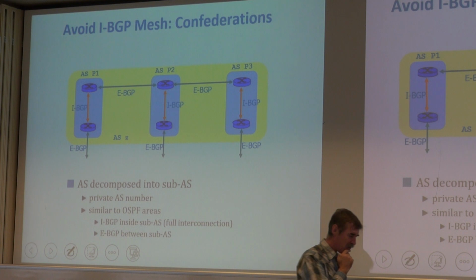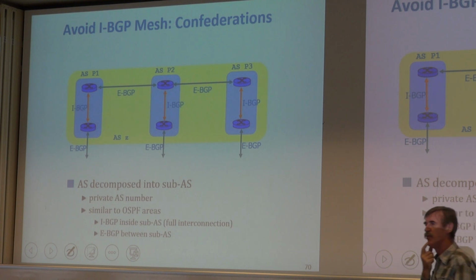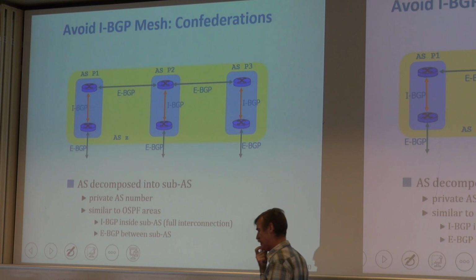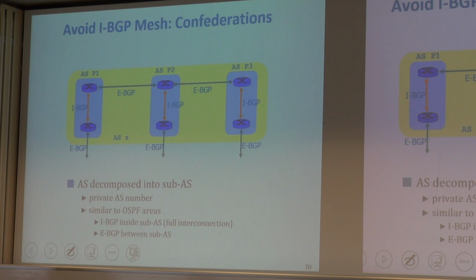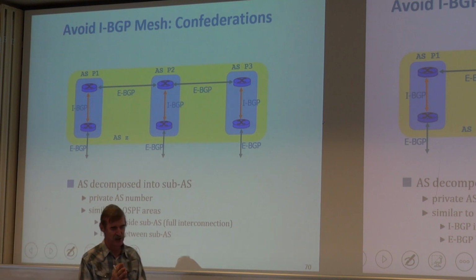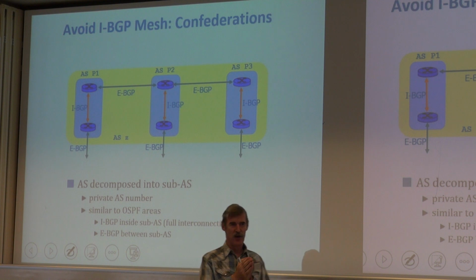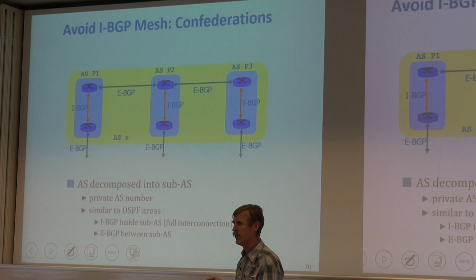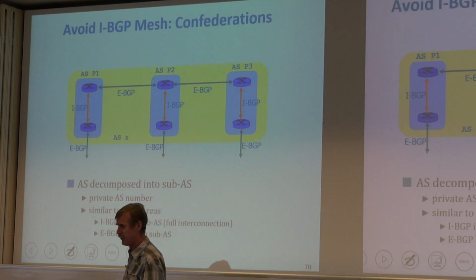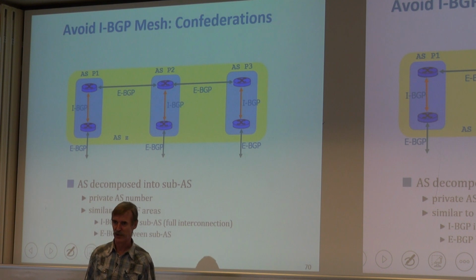Another important bell is the solution to the I-BGP mesh combinatorial explosion. We said that in BGP, inside a domain, all BGP routers have to be connected over TCP connections and are BGP peers. They are not necessarily on link, but they are BGP peers. That's what we call the I-BGP mesh.